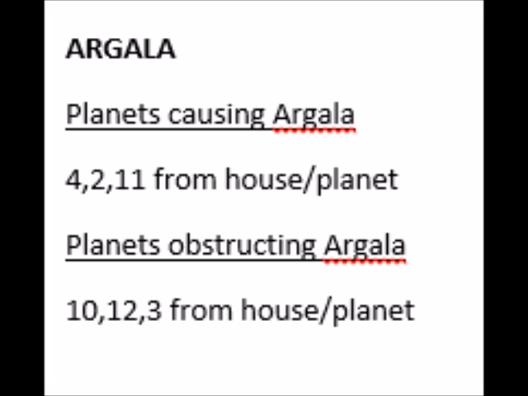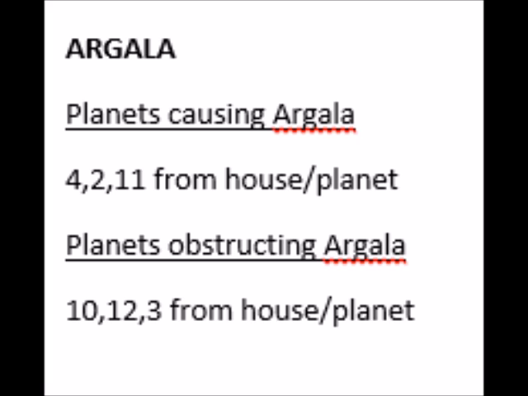Say for example, if we discuss a Vedic chart and the Lagna, which is the first house, the planets in the 4th from the Lagna, the planets in the 2nd from the Lagna, and the planets 11th from the Lagna will cause Argala, or an effect, to the Lagna. Correct? That is what sage Parashara has explained. And as you can see on the screen, it's clearly mentioned that the Argala-causing planets are the 4th, 2nd, and 11th from that house or planet.